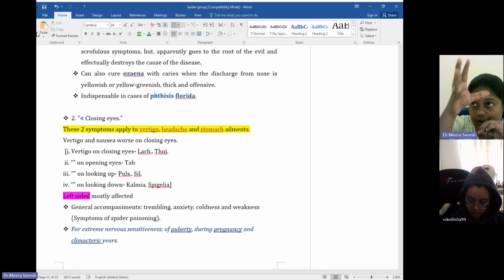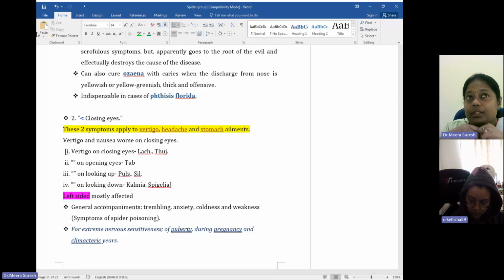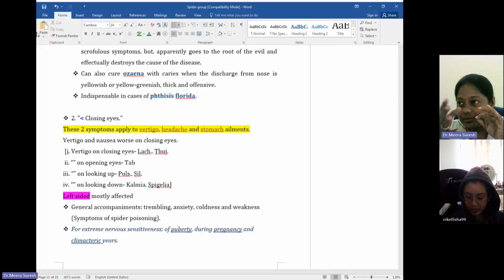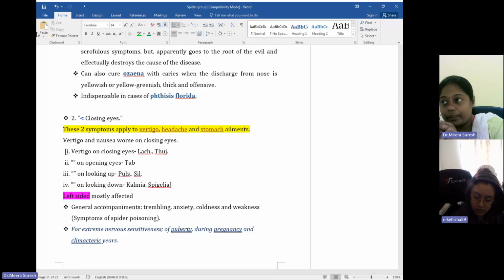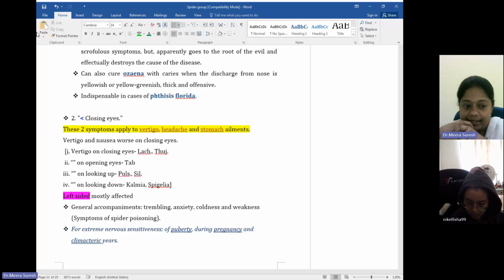Even though we don't have a particular constitution, we do have the mind symptoms and we do have physical symptoms. Still, we don't see it as a full person like sulfur. We don't imagine a constitution, but it has a very deep action. And the second feature will be aggravation from closing eyes.